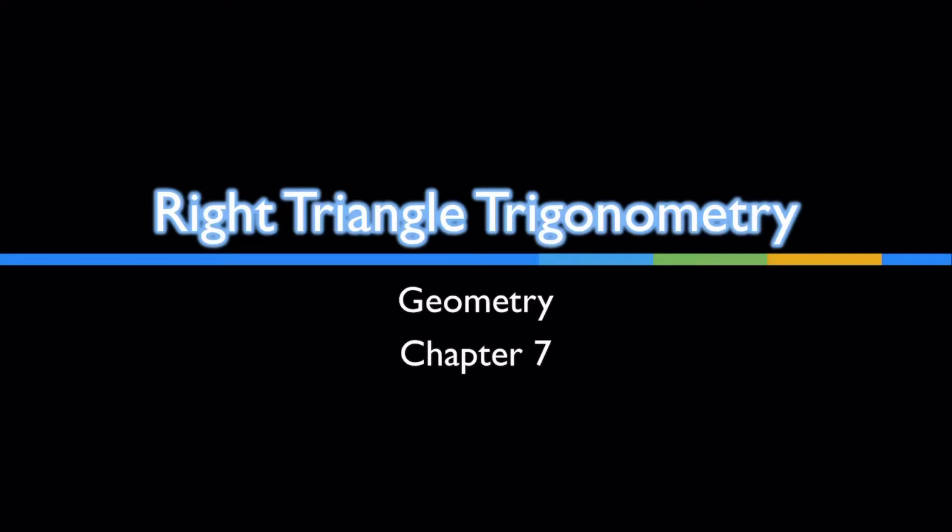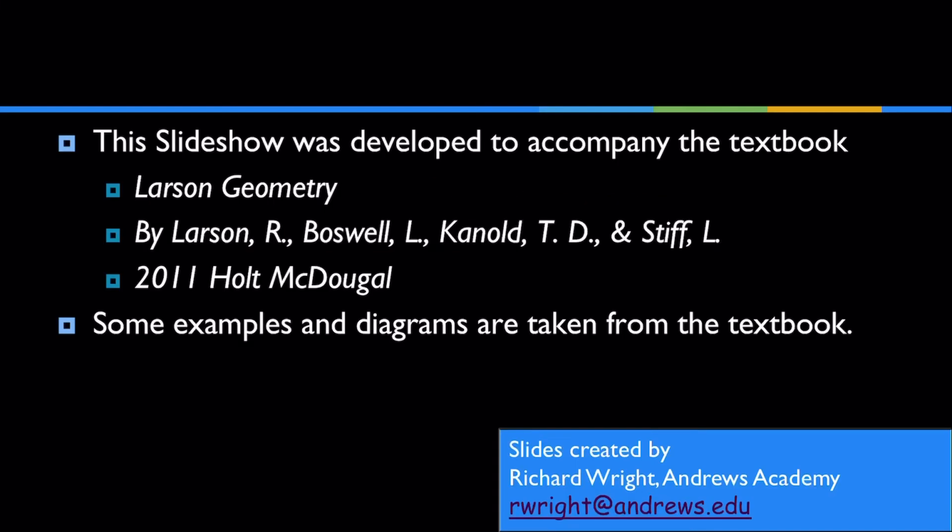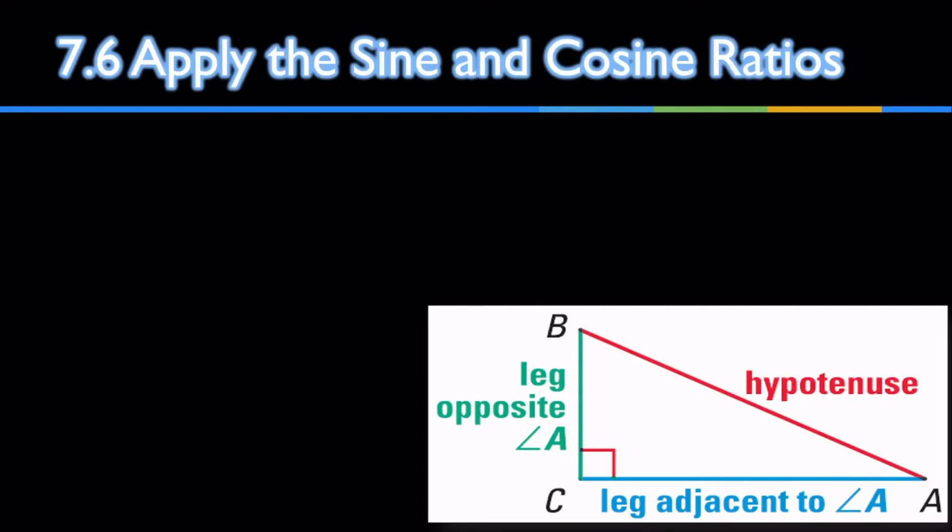Chapter 7, Right Triangle Trigonometry. Lesson 7.6. Apply the sine and cosine ratios.